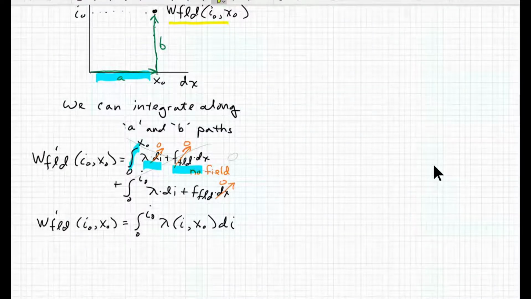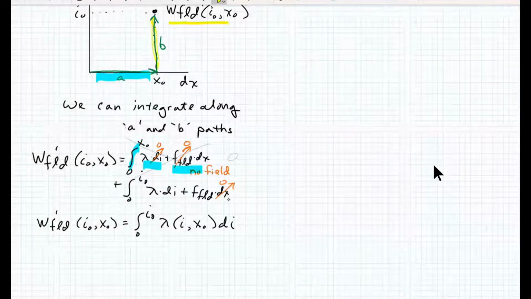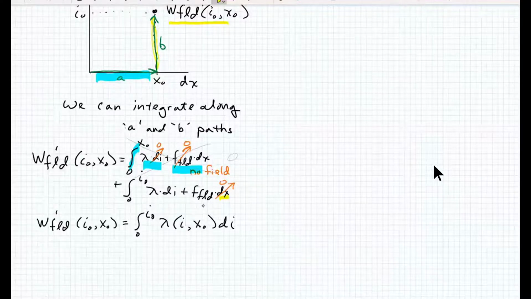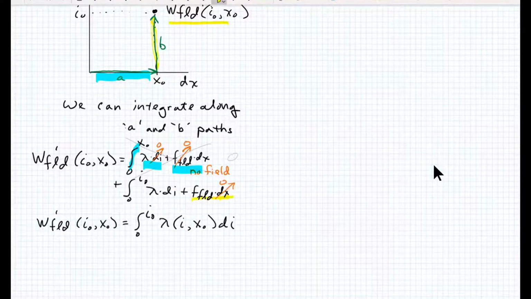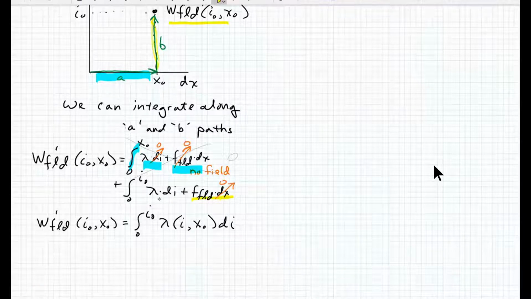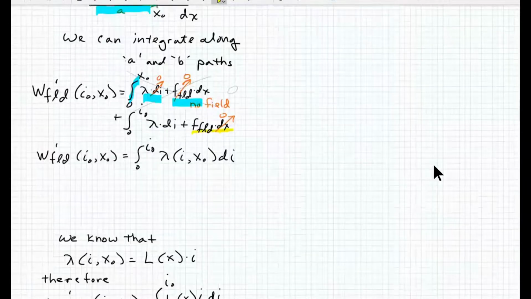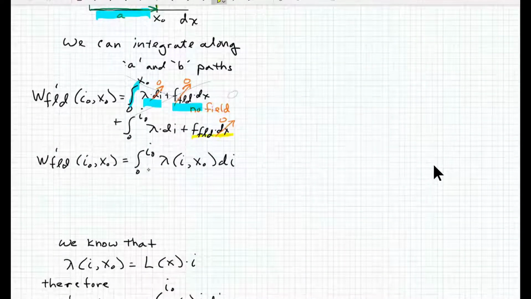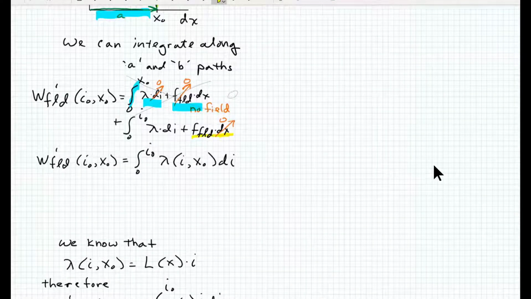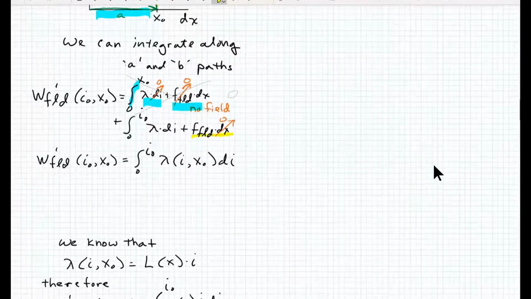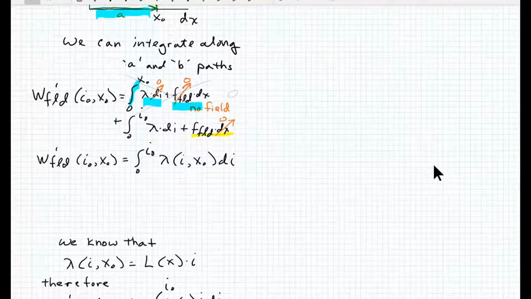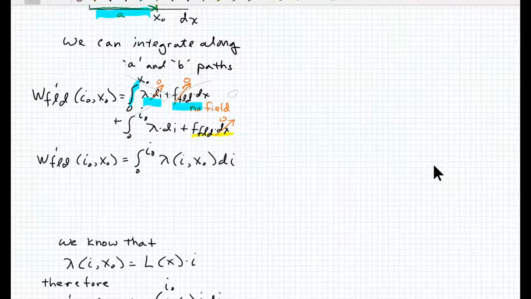So this is path B right here, and there's no change in x for path B. So this whole term is 0, and now you're just left with this. And so now what you have is the integral from 0 to I naught, which is just some arbitrary current position of the flux, and the flux is a function of current and position.